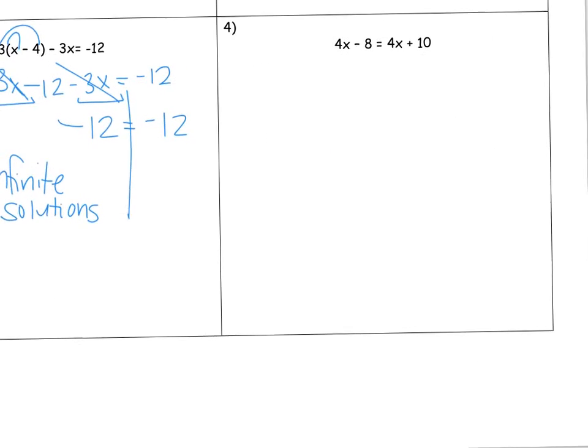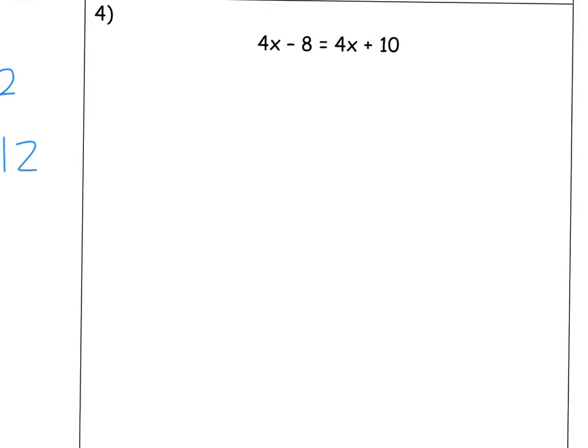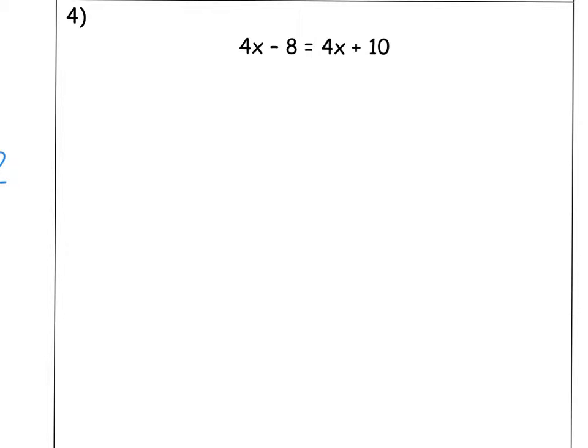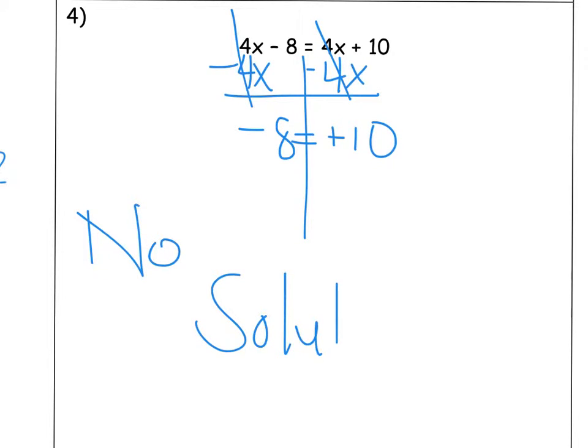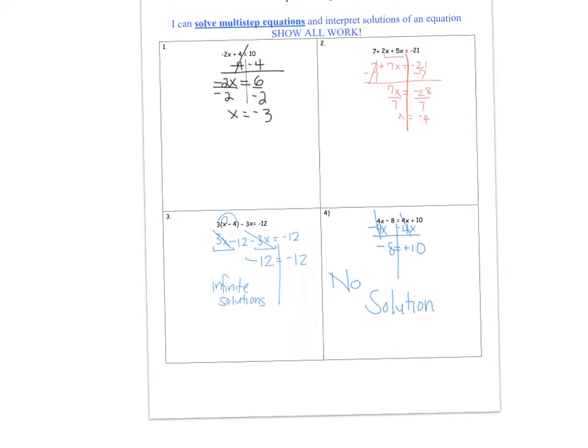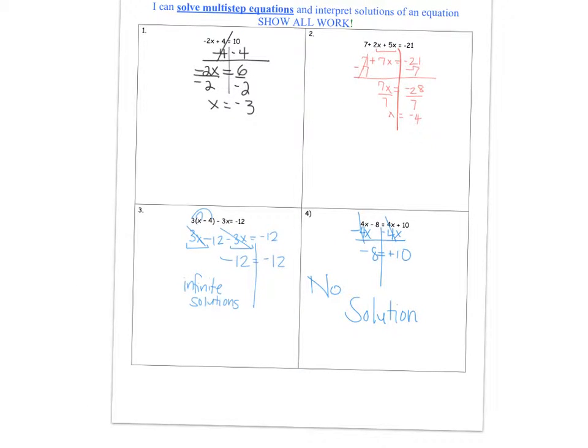Okay, number 4. This is variables on both sides. So we have letters on both sides we've got to take care of. When I subtract 4x, same thing, this happens again. Both of my x's cancel out, but this time I'm left with -8 on the right and I'm left with +10 on the left, which are not the same thing. This is no solution because they're not balanced, so there's nothing that's going to work. Okay, that should be the help on page 1.